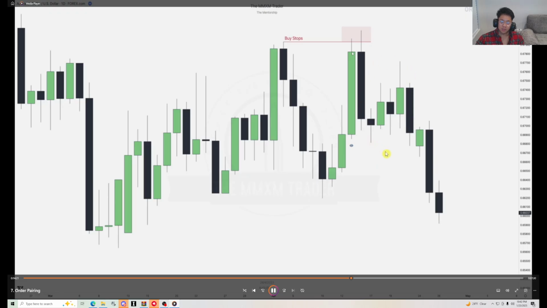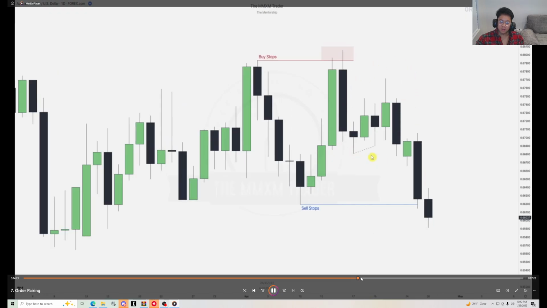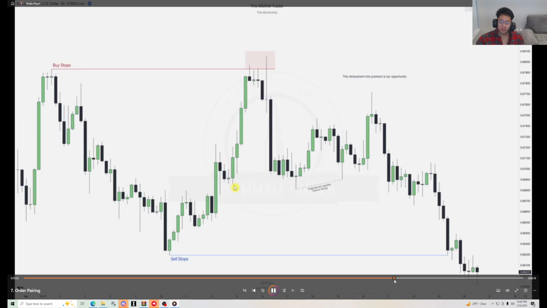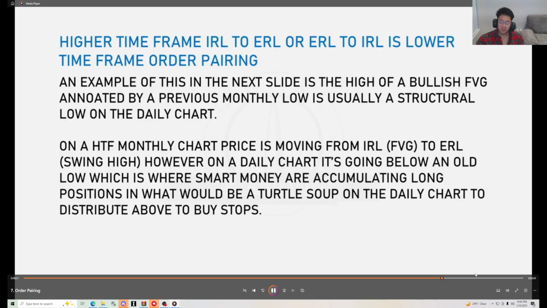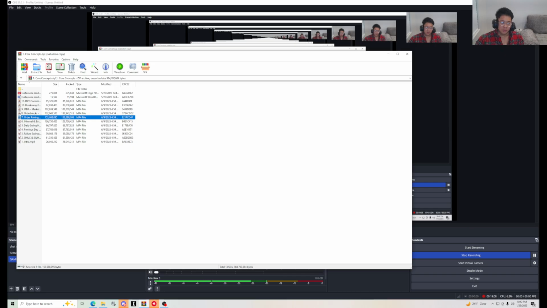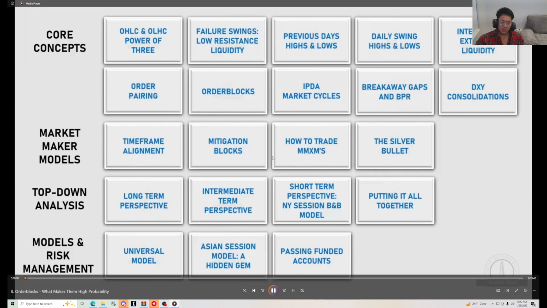This is an order block, because we want to look for an opportunity to get in. We've got this failure swing on the daily chart, right? So we were breaking structure, which we did over here. It's going to be below an old low, which is where smart money are accumulating long positions. This one's cool. Let's go to order blocks.